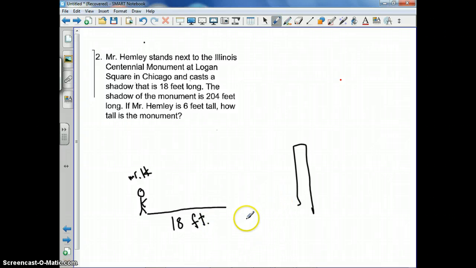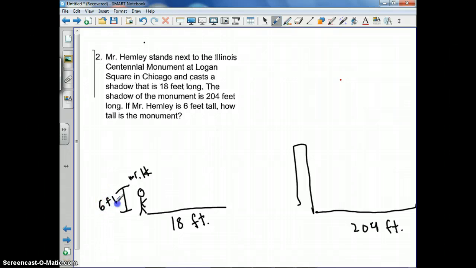Any questions so far? All I'm doing is drawing out what the problem says so I have something to look at. Now the shadow of the monument is 204 feet. Now it really should be longer than that line that I drew, but we're going to stop it there because I'm out of room and it doesn't make a difference. So I've labeled this information so far. Mr. Hemley is 6 feet tall. It wants to know how tall the monument is. So it wants us to find this out.